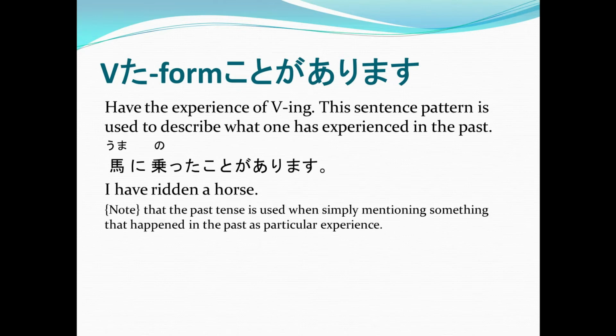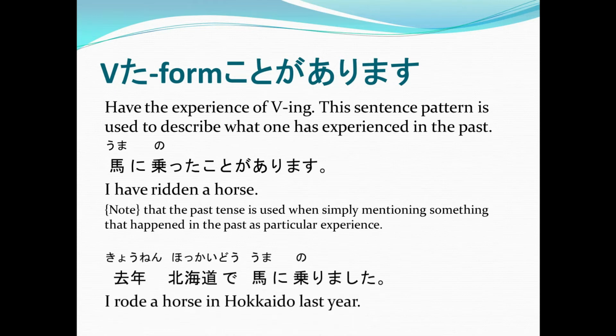Now, take note that the past tense is used when simply mentioning something that happened in the past as a particular experience. So compare the first example that I gave you to this one. Kyonen, Hokkaido de uma ni norimashita. Again, Kyonen, Hokkaido de uma ni norimashita. Or simply saying, I rode a horse in Hokkaido last year. Now, what could be the difference between the first and second example?